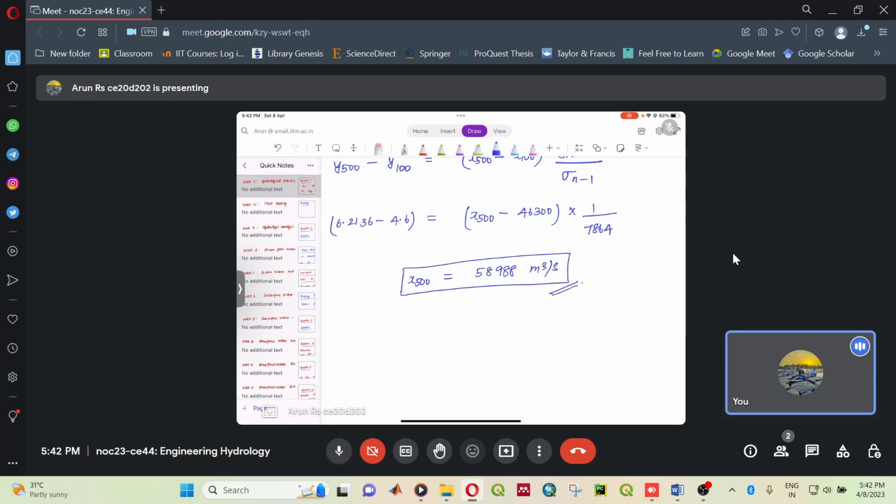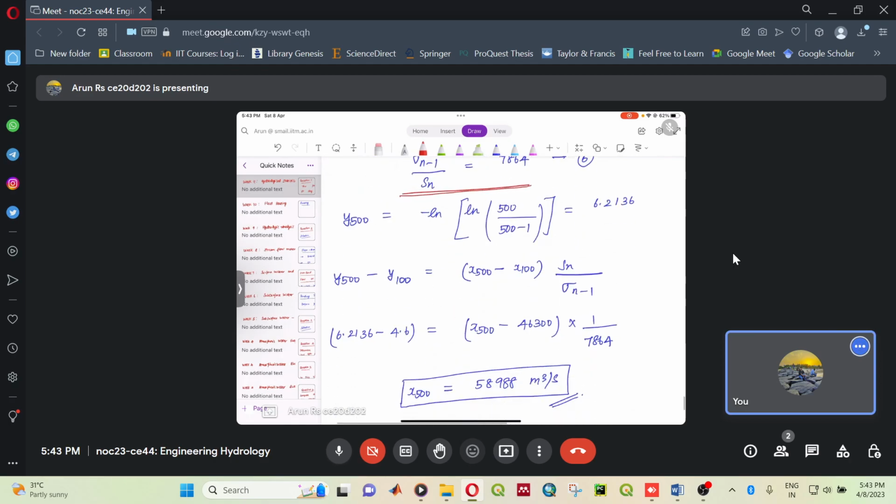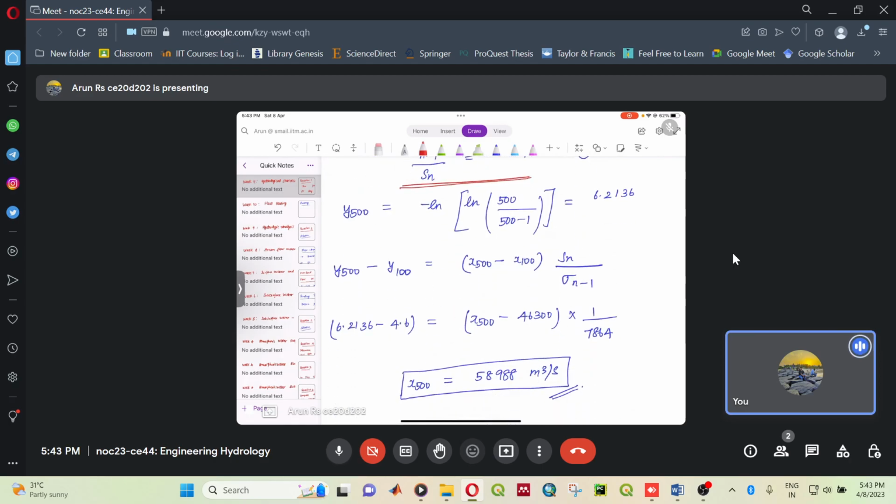So this is the way to solve. Here you need to remember why we are getting this value sigma n minus 1 by Sn, and how we are writing this expression. So these are the key places which you need to know.